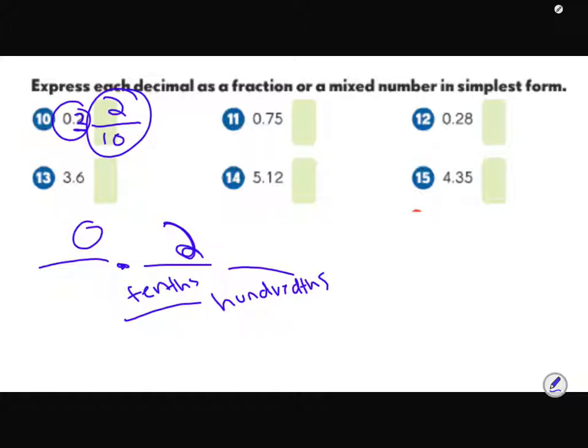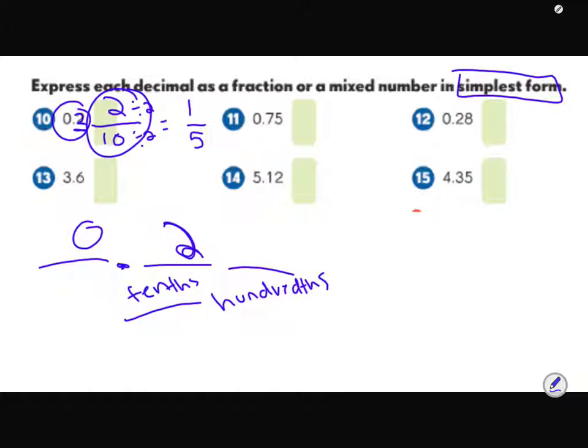Now the only tricky part is that it says to simplify. 2 and 10 are even numbers, so I could divide them both by 2, and I get 2 divided by 2 is 1, 10 divided by 2 is 5. 2 tenths as a fraction in simplest form is 1/5.